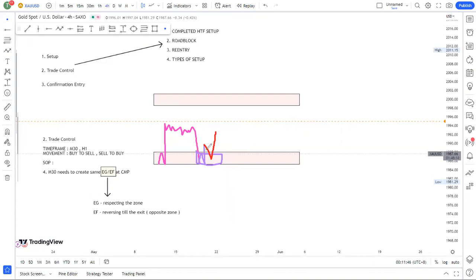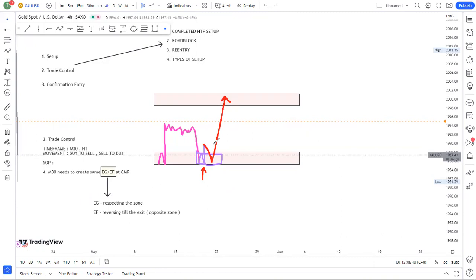But sometimes there is a situation like this. The price just creates an EG and then just goes up to the exit. It depends on the confirmation entry, on the roadblock, etc.